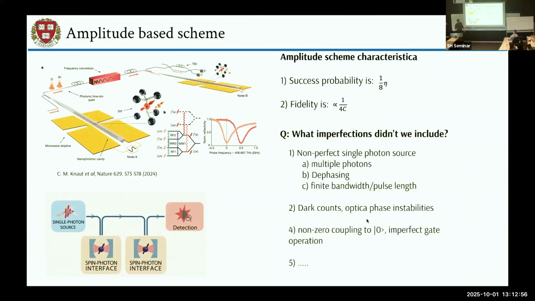And as I said, we had a lot of things we didn't include. Non-perfect single photon sources, multiple photons from the laser, right? You have the rate-fidelity trade-off that we started out with. That is still there. You have dephasing of your spins. You have finite bandwidth and pulse length. This is what we just discussed: it's not an infinitely sharp pulse, it has a finite width. That means there will be different reflection from different parts of the pulse, so the pulse is no longer the same. Dark counts, and optical phase instabilities.